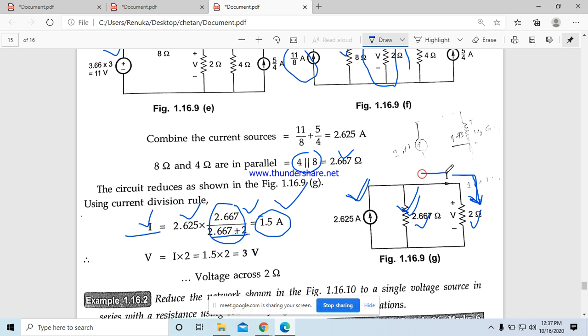This I represents the current flowing through the 2 ohm resistor. I hope this concept is clear, right? Current division in parallel. How I have written this expression, is this clear or not? Clear, Aitrida? Yes, sir, it is clear. Current division in parallel, I have applied this concept so that I can get the answer. Okay. Next, actually in this problem, what have they asked, tell me.